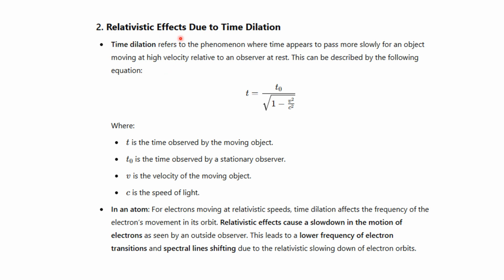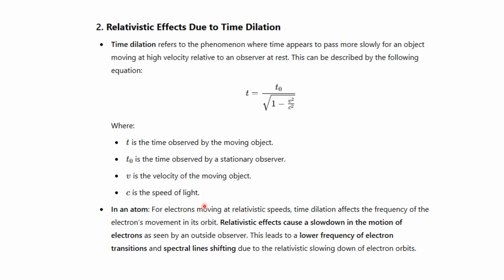Second is relativistic effects due to time dilation. Time dilation is a phenomenon in which time appears to pass more slowly for an object moving at high velocity relative to an observer at rest. तो जो rest पे है और जो high velocity पे move कर रहा है, दोनों के case में time different speed से pass हो रहा है. So let's have an equation: t = t naught upon under root 1 minus v square by c square. Here t is the time observed by the moving object, t naught is the time observed by the stationary observer, v is the velocity of the moving object and c is the speed of light.